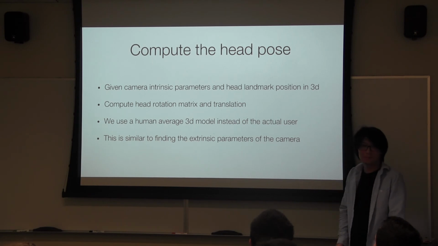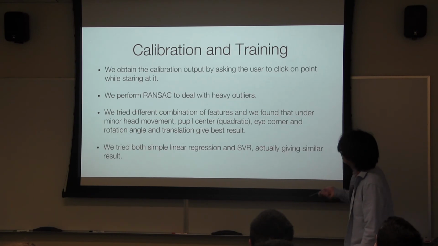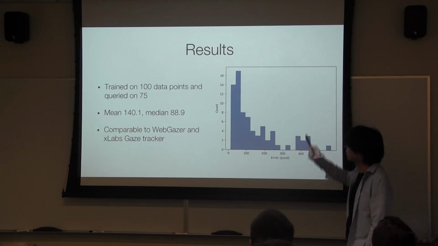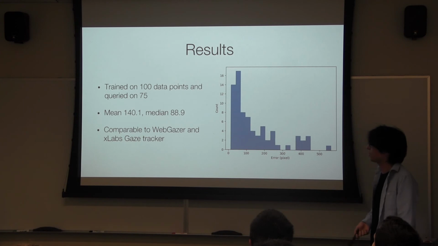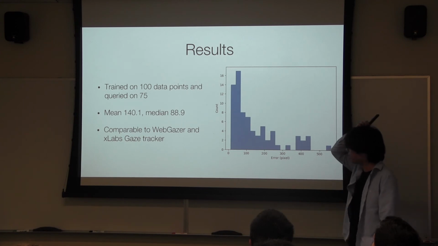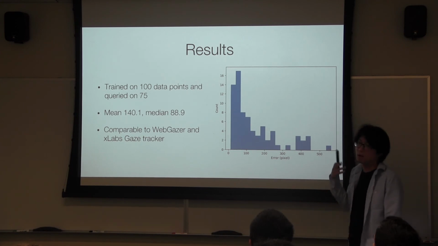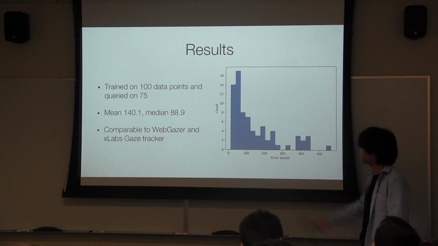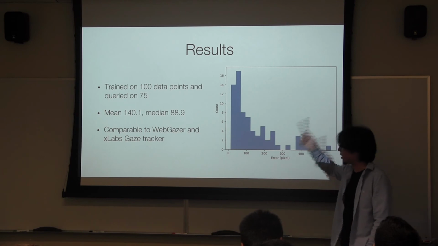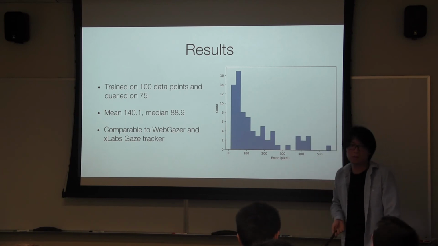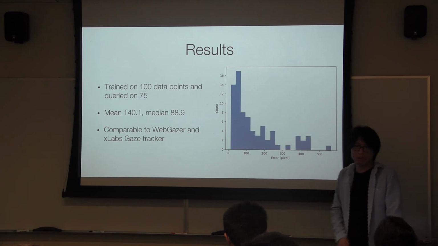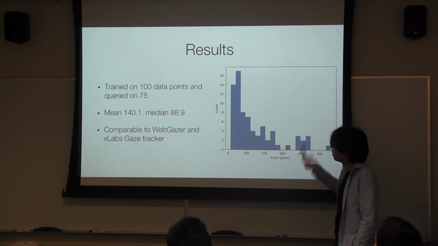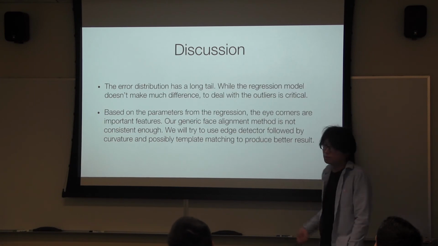Can you quickly skip to the results, if you have any? Yes. We train on 100 data points and the kernel is 75. The mean error is 140 pixels and the median is 88. We allow head movement and everything. It's actually comparable to WebGazer, and this is basically the best baseline we tried. We implemented everything from scratch. The main thing to improve is the pupil center estimation.